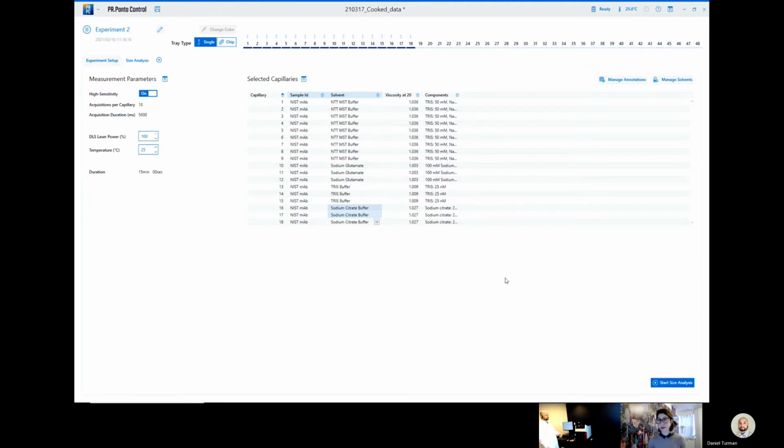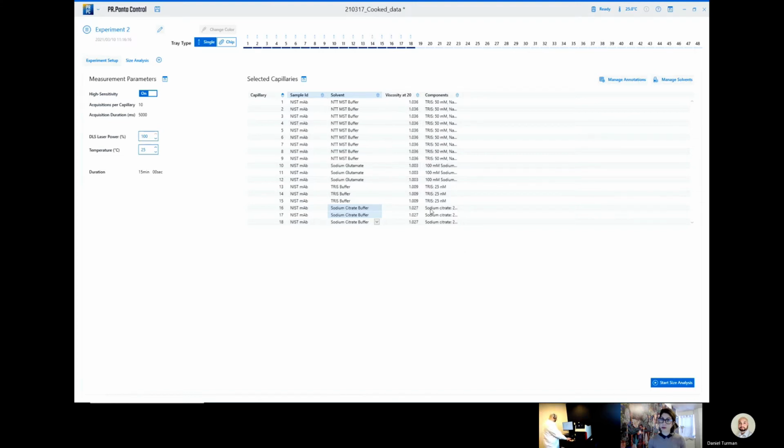You may ask yourself, who cares about what the buffers are? Well, it's very important because we are doing a measurement of the hydrodynamic radius of the protein, and we get that by the instrument measuring directly the diffusion coefficient. And we use the Stokes-Einstein relationship, where the diffusion coefficient is proportional to the inverse of the hydrodynamic radius times the viscosity of the solution.